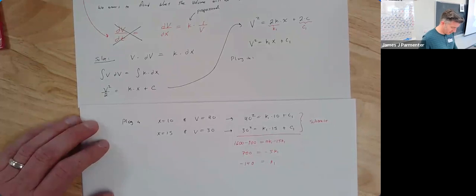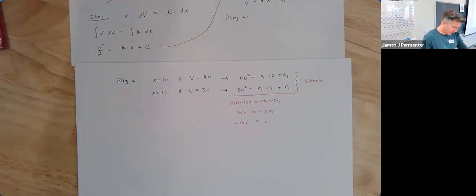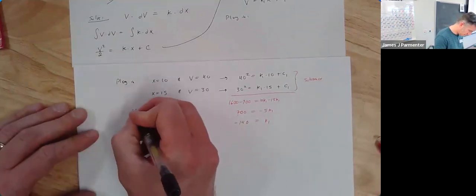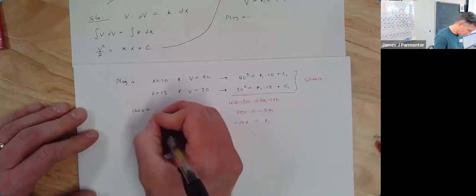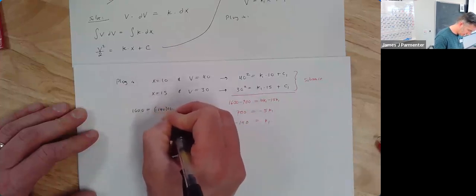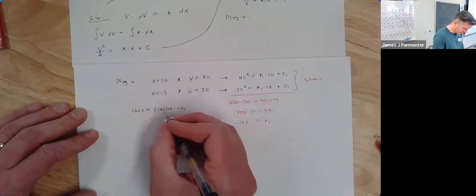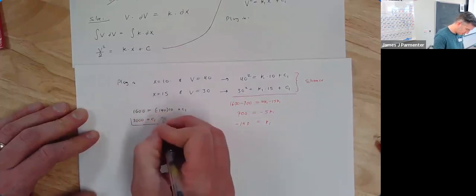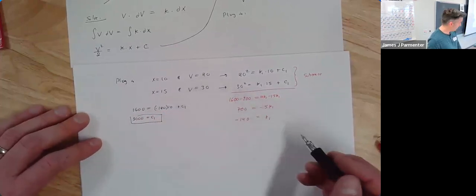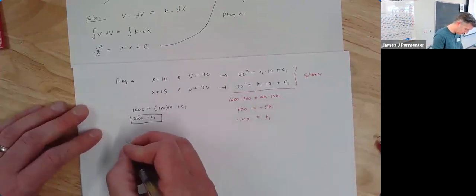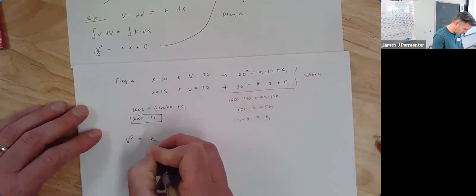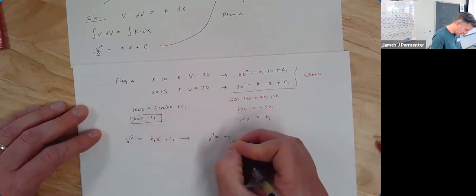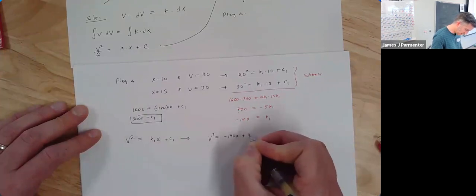So there's K1, and then we can go back and find C1 by plugging into either equation. I'd probably plug into the first one and say, great, then 1600 equals K1, which is negative 140, times 10 plus C1. That's negative 1400 added to 1600. So C1 is equal to 3000. So then I would go back and actually write my equation. My equation was V squared equal to K1x plus C1. So I'm going to get V squared equal to negative 140x plus 3000.